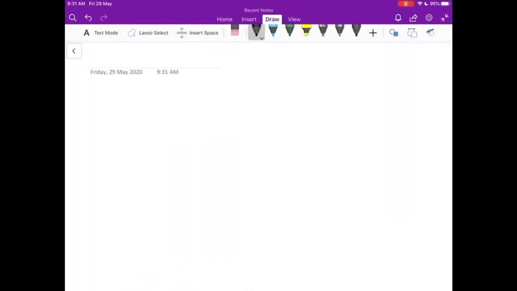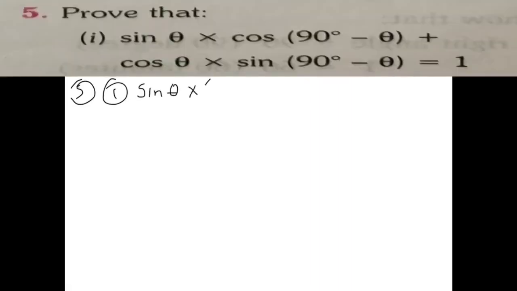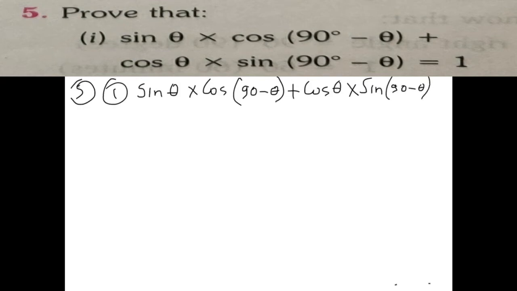Okay, question number 5, I am doing number 1 5 1. Prove that sin theta into cos 90 minus theta plus cos theta into sin 90 minus theta is equal to 1. So you have to prove that the whole left hand side that you see here is equal to 1.